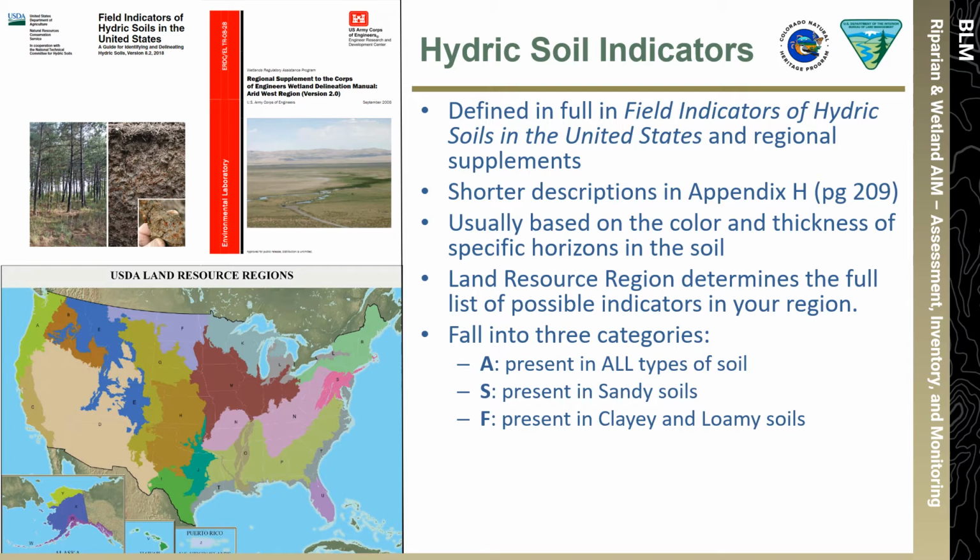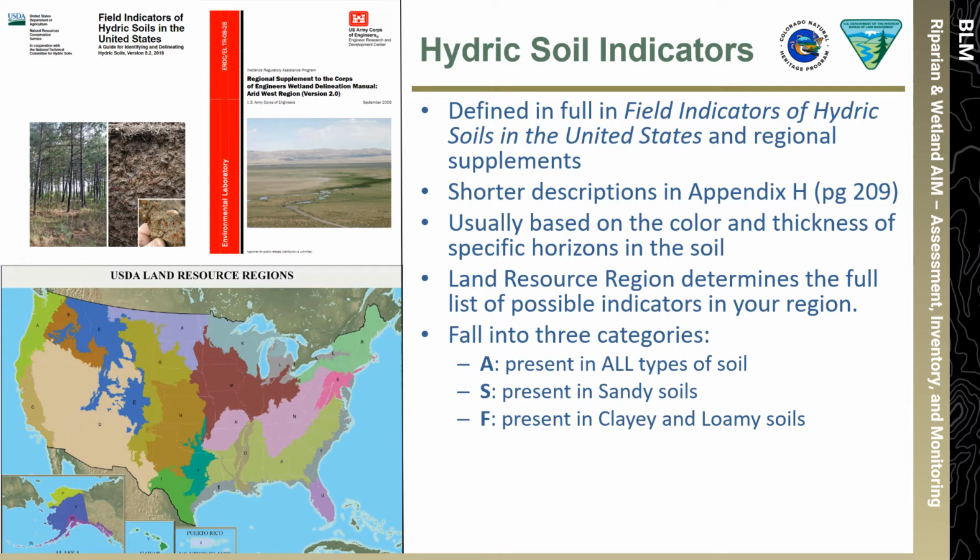Hydric soil indicators, first defined by the National Resource Conservation Service, use these characteristics to identify and delineate hydric soils in the landscape. Full definitions for all indicators can be found in the Field Indicators of Hydric Soils in the United States, seen in the upper left-hand corner of this slide. Additionally, there are region-specific supplements, like the supplement for the Arid West shown on the right side.